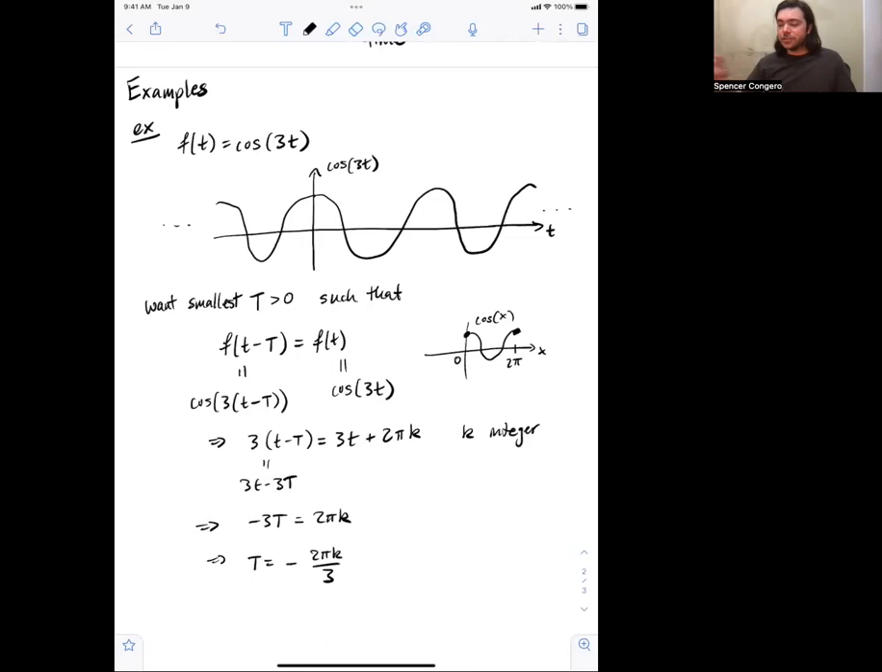And again, we want the smallest positive value of T that makes this work. Okay, so we want the smallest positive value. So since we have a negative here, we're going to need this k to be negative. We just want to take it as small as possible. So we'll take k to be negative 1. And that means that our period is 2 pi over 3. Okay, so now we know that this point right here where our cosine function repeats is 2 pi over 3.